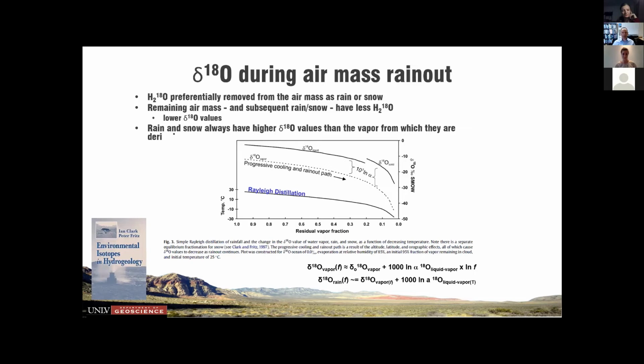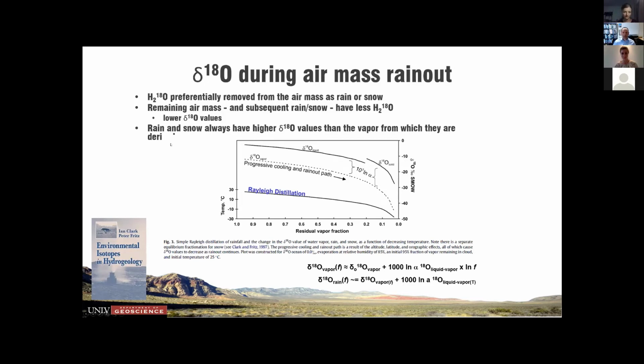So we can take this situation of, let's say we start at the tropics where the temperature is high. If you look on the bottom left, temperature is high. And then as the temperature of that air mass starts to drop, we condense out more and more moisture out of that air mass. And this process is called Rayleigh distillation. So essentially what's happening is we're taking that air mass and we're squeezing out the condensate as it cools off. And as we do that, 18O is preferentially removed from the air mass as rain or snow. And that means that the remaining air mass has less of that 18O. So it gets progressively more negative over time.